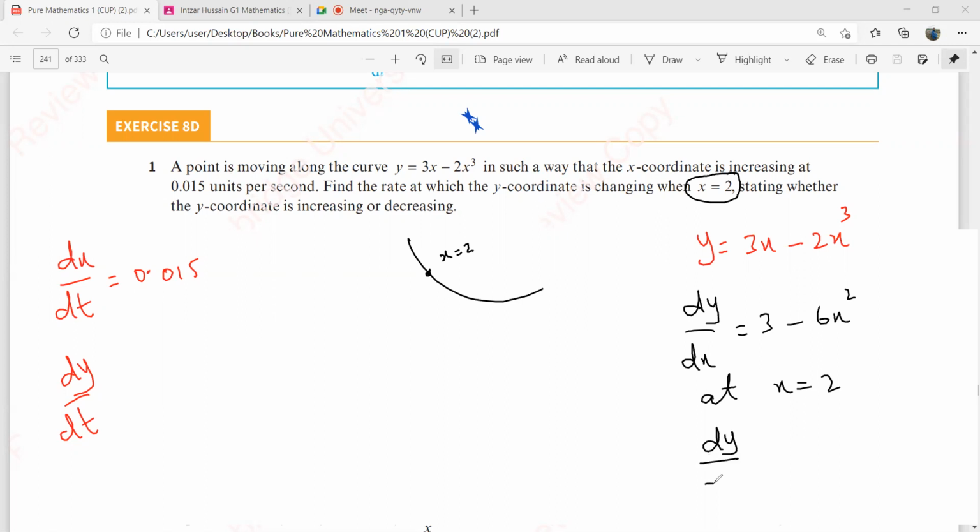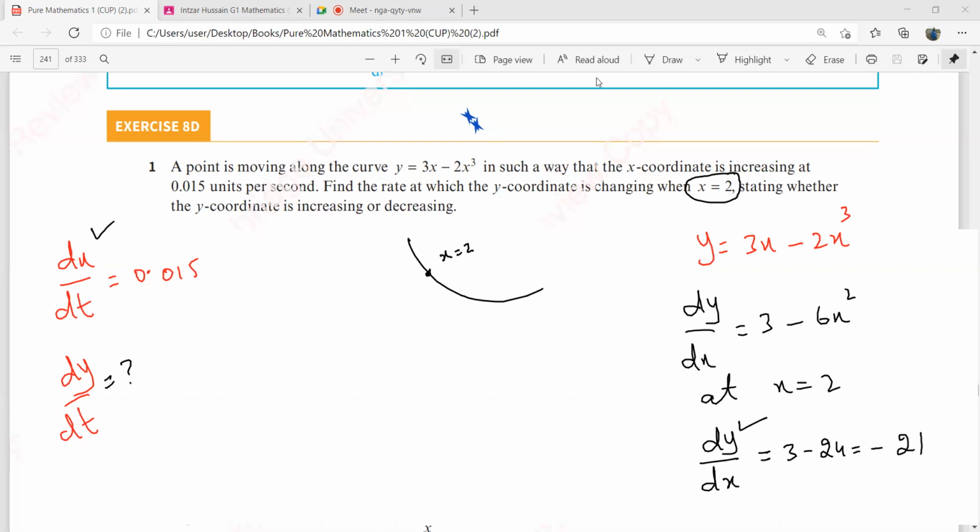If I was to find the equation of the tangent, then I could have written this as m equal to this. But I'm not interested in the gradient right now. I just need to know what this dy by dx is. So this is going to be 3 minus 24. That is going to be minus 21. So we have dx by dt, we have dy by dx, and we want to know what this dy by dt is. So you will have to write your chain rule.